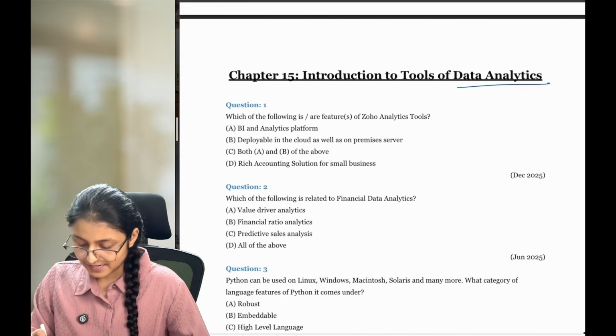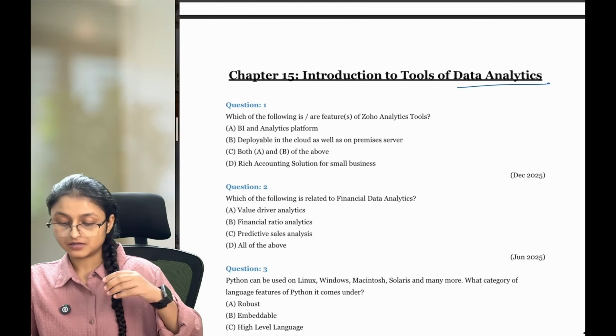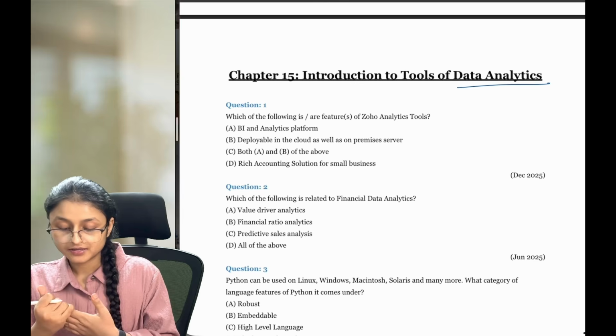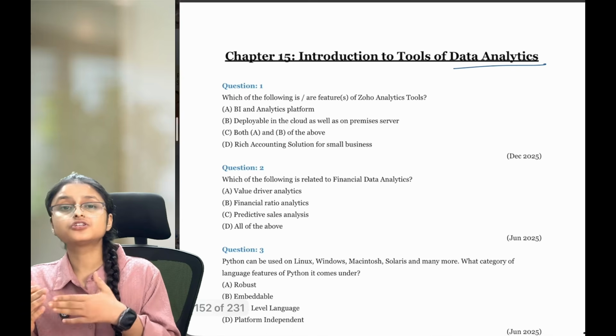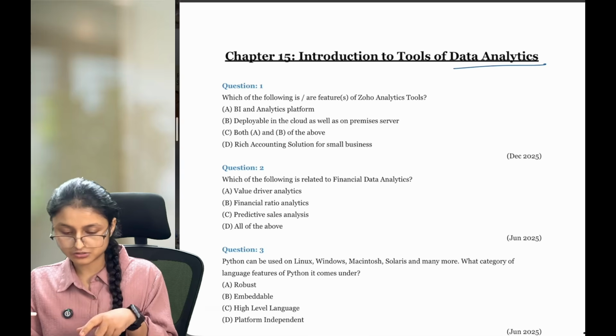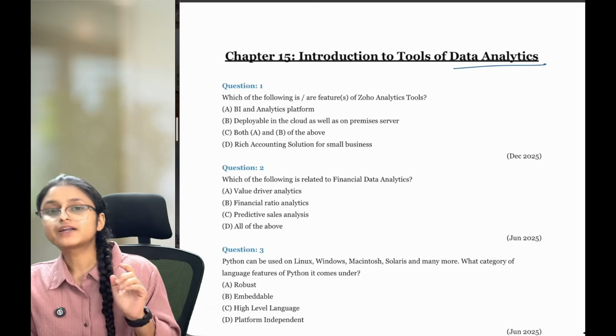Introduction to tools of data analytics. Now, here you need to know what all other tools can do under data analytics. And that is why this is somewhat complicated. I'll suggest for this particular chapter, you should definitely refer to the study material questions also, so that at least all the questions which are covered in MCQs, you are ready for that.